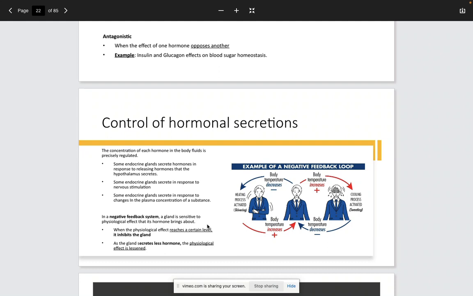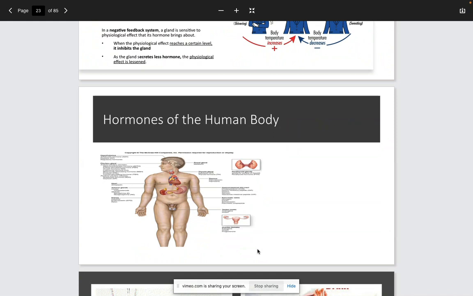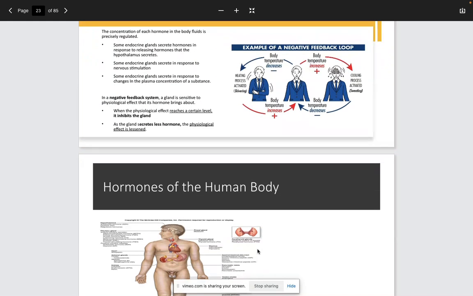And I'll show you guys a picture. Here's an example right here. This is a negative feedback loop. The body temperature increases. Because it increases, a cooling process is activated, such as sweating, and this decreases the body temperature. The body temperature then decreases, then we begin a heating process. We begin shivering, and the body temperature increases. I don't really like that example. There's other examples that are much better than that.